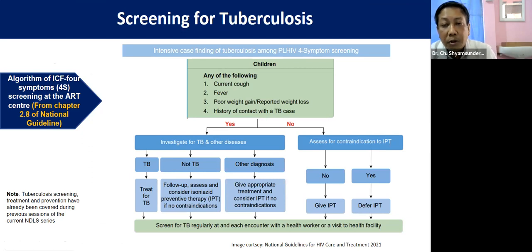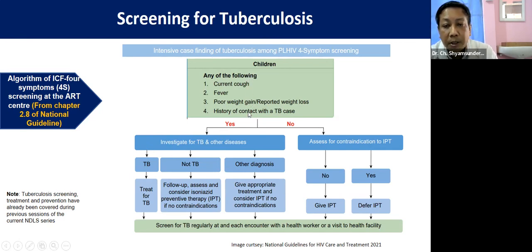Now, screening for tuberculosis, as it is one of the common diseases which has a major morbidity and mortality. Intensive case finding of tuberculosis among CLHIV with the 4 symptom screening: whether the child is having current cough, whether he has fever, whether there is poor weight gain or reported weight loss, and history of contact with a known case of tuberculosis, especially during the last 2 years. Reported weight loss of more than 4-5% since the last visit. This intensive case finding algorithm is obtained from this chapter.